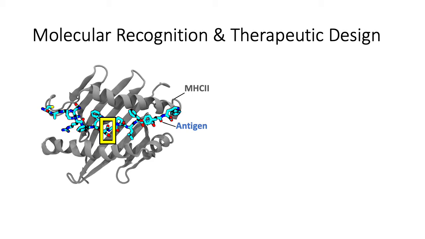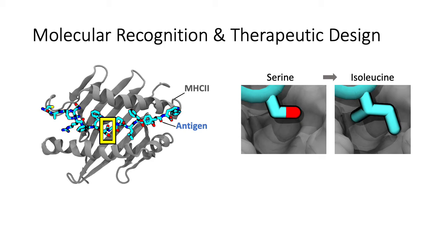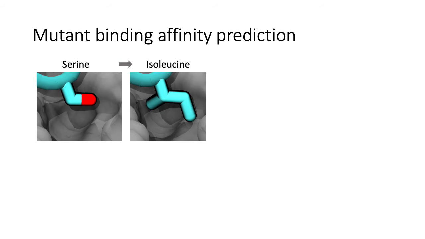One of the ways we can do that is we can select a mutation, and then we can take the native mutation and mutate it to isoleucine and look at the differential binding affinity of that mutation. So in this example, we are mutating from a serine to isoleucine, but that's sort of a chance mutation. How do we select out of the 20 amino acids which residues to mutate to?